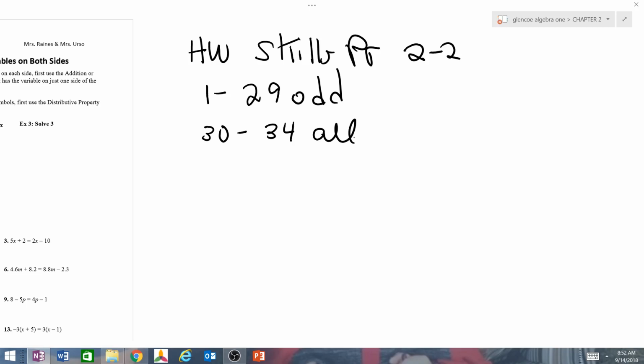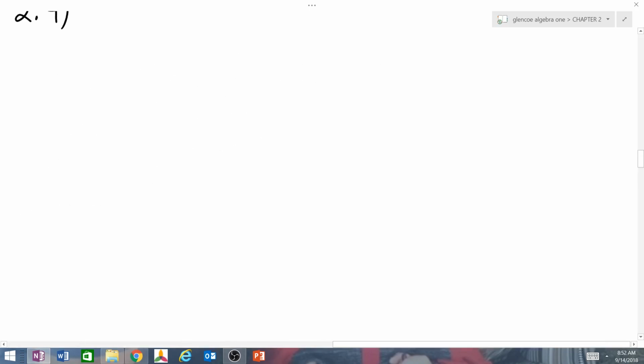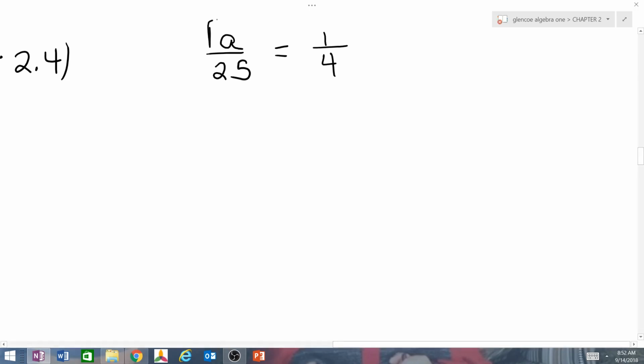Okay, I want to do one more problem with you just in case you see it in tonight's homework. So let me give you something like this. A over 25 equals 1 over 4. Again, you want to isolate the variable. So what do you have to do to both sides of the equation to isolate the variable? Multiply by 25. Okay, so that's one way of doing it.